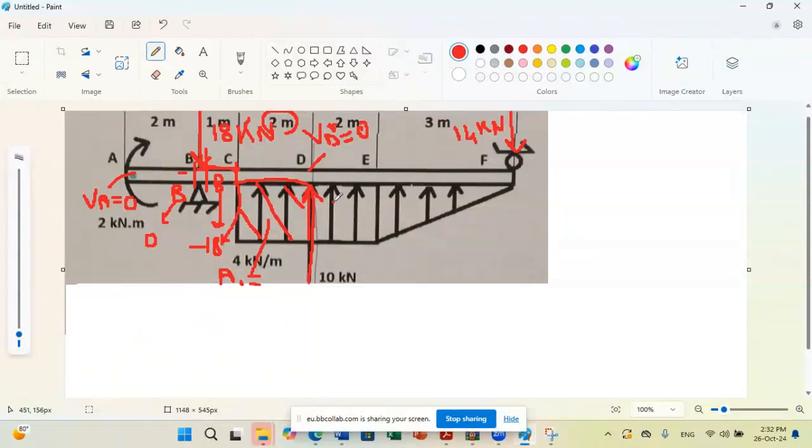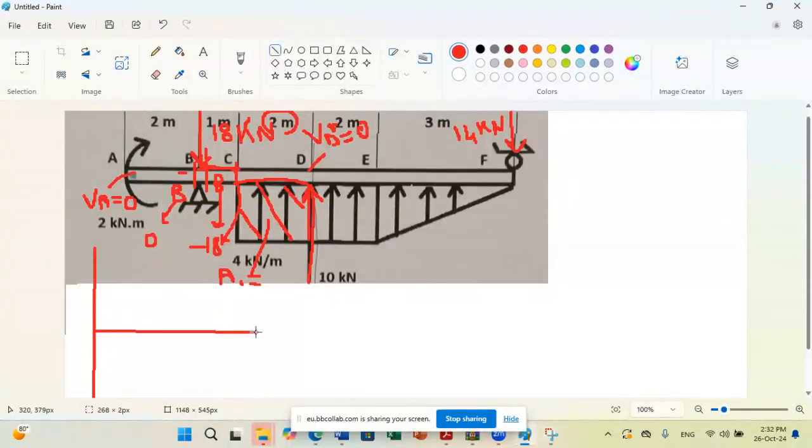Now, what will happen between D and E? If you want, we can draw the shear diagram in parallel. It's better at each step, between each two points, to draw the diagram. Let us draw it and then continue. So to draw the shear diagram, I have the x-axis. The x-axis will represent shear, and the y-axis is x. So this is V as a function of x.